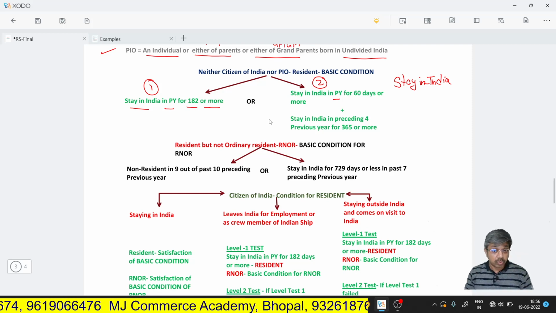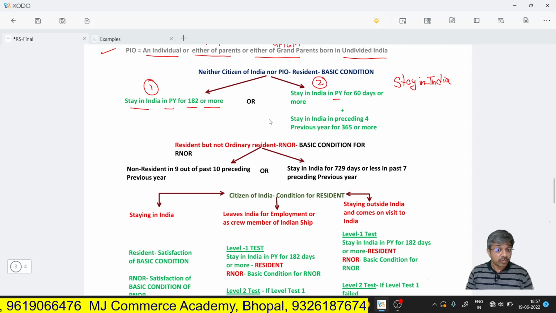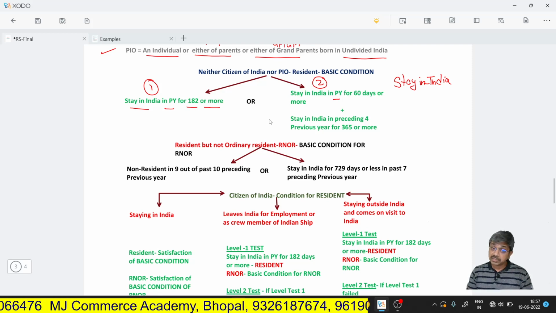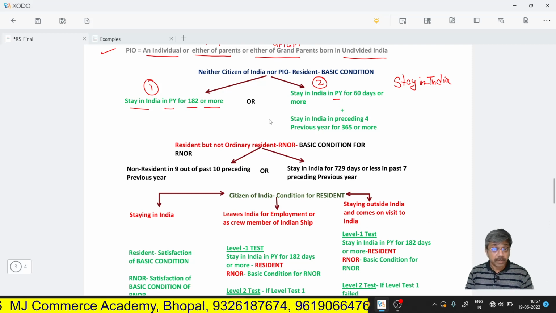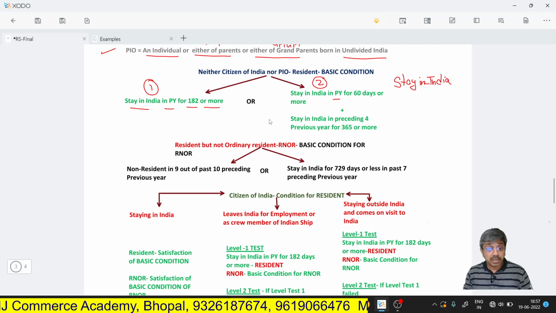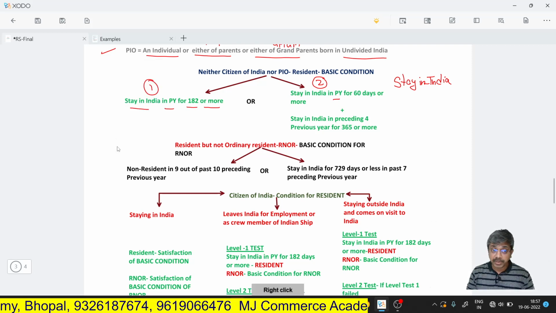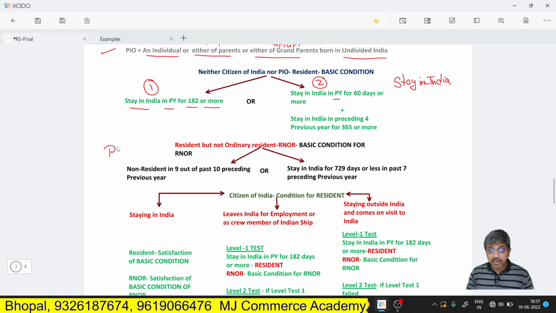And once we conclude it's a resident, then we need to go further and determine whether that person is resident and ordinary resident, or resident but not ordinary resident. We cannot confine ourselves only up to resident. Again, this is a simple condition, not a technical one. We need to check either of two conditions. If either of these conditions is satisfied, a person will be treated as a resident but not ordinary resident.